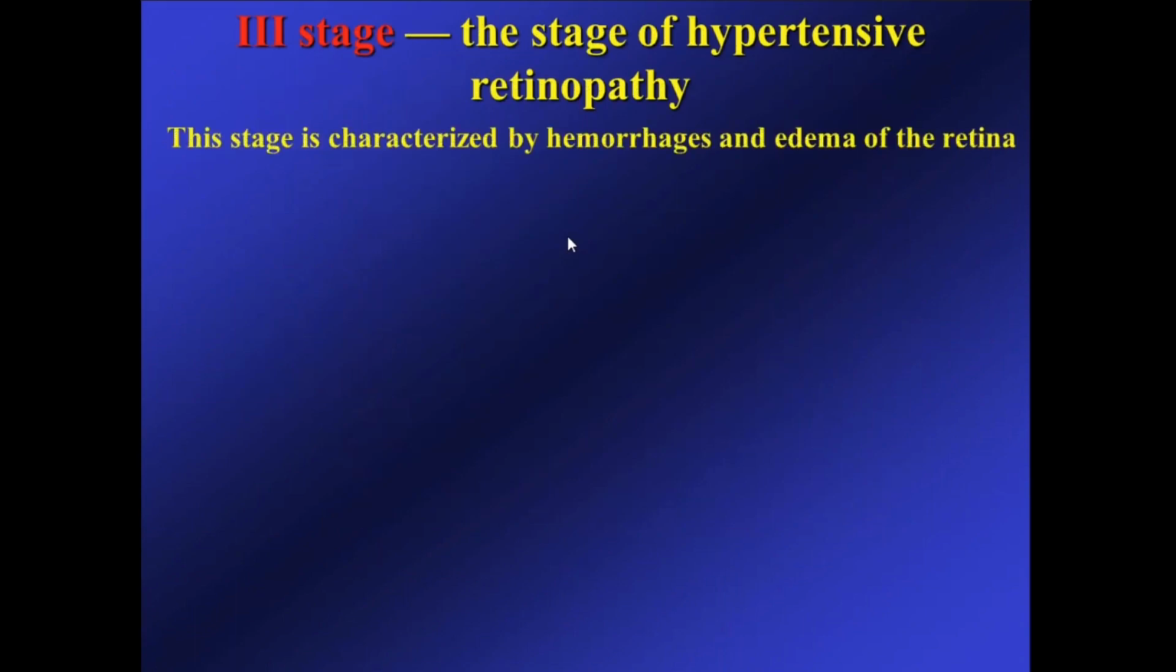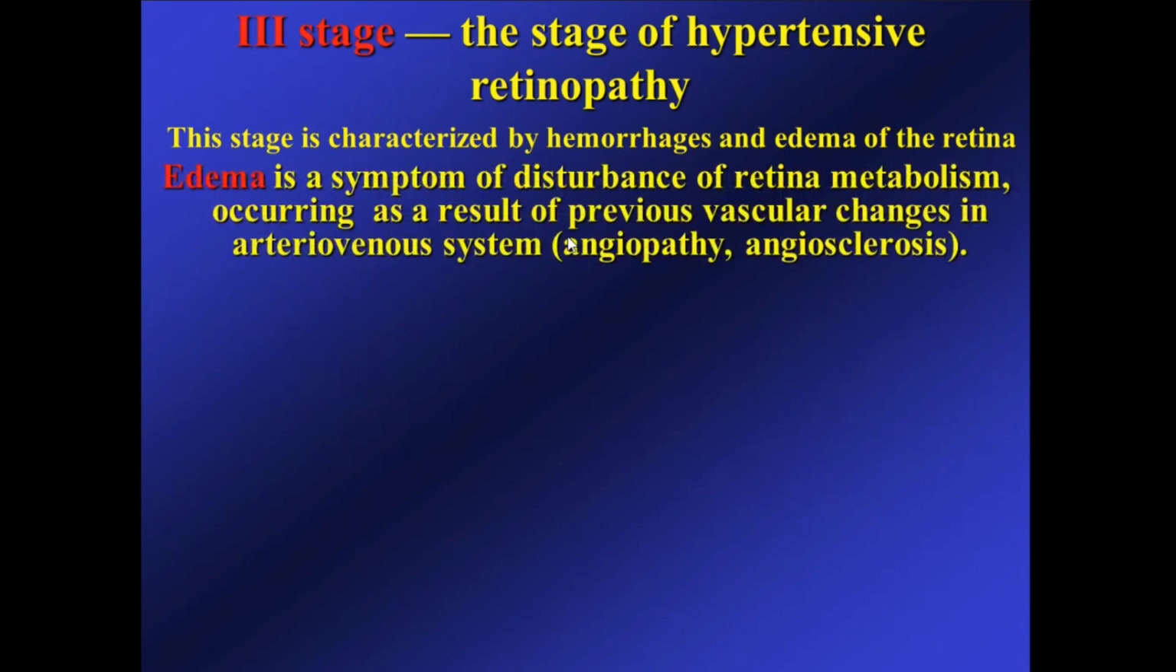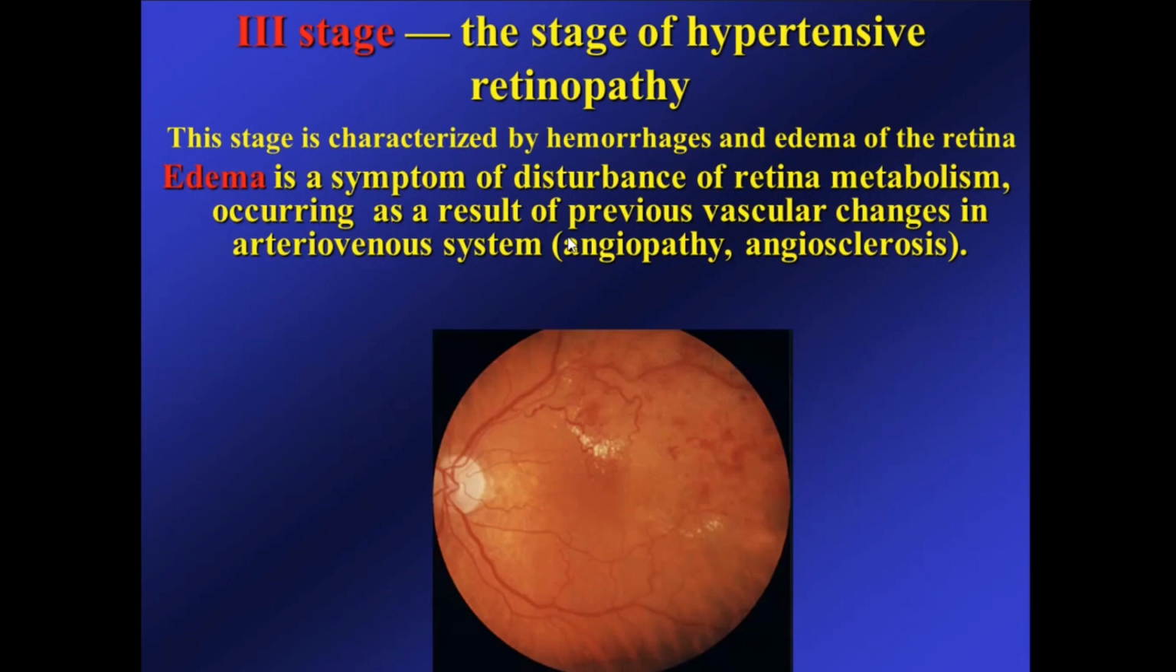Okay, we should go further. The third stage of hypertensive changes is the stage of hypertensive retinopathy. In this stage, we can see in the retina hemorrhages and edema, not just small hemorrhages like in the stage of angiosclerosis, but big hemorrhage and big edema. Look at this picture, you can see hemorrhages, edema.